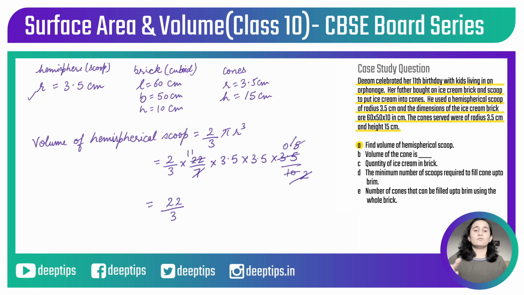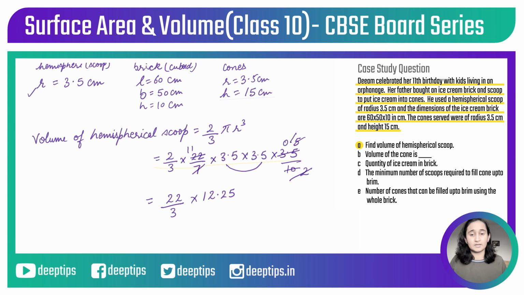And children, in one of my videos on tips and tricks, I have explained how to do the square of a number ending with 5. So here 3.5 into 3.5, I can do mental calculation that my answer is 12.25. So please watch it so that you do the calculations easily. Now we have 22 by 3 into 12.25. So we can solve it further by multiplying.